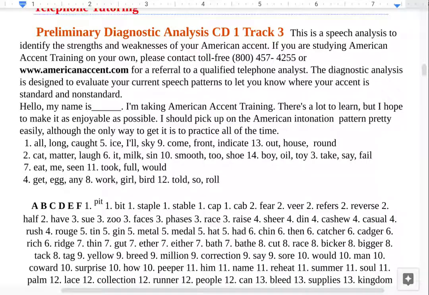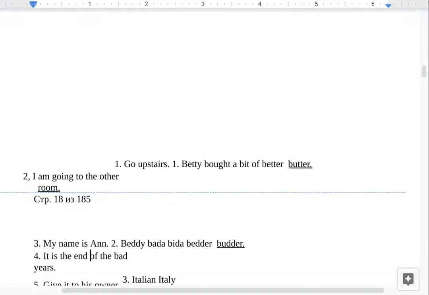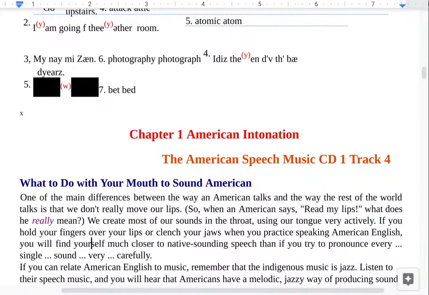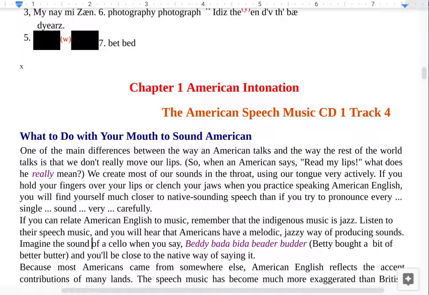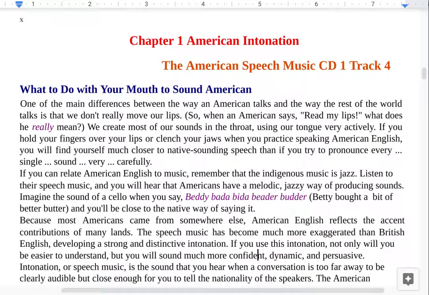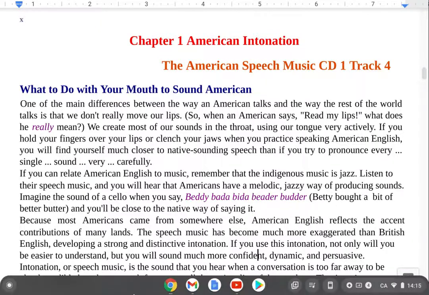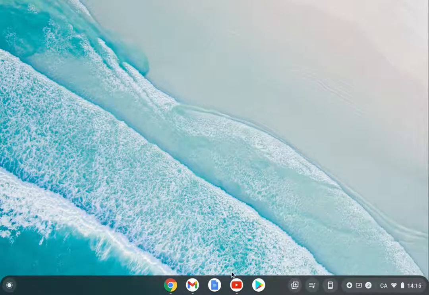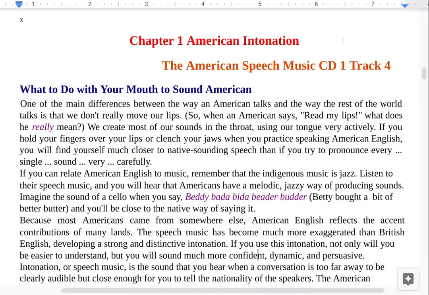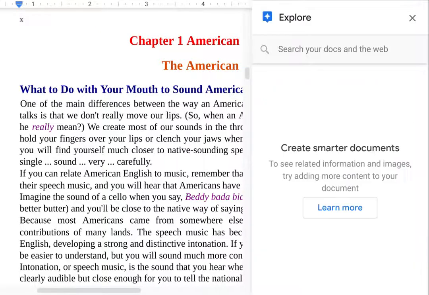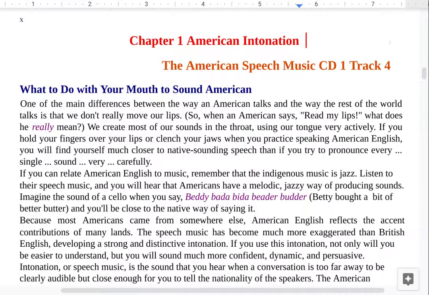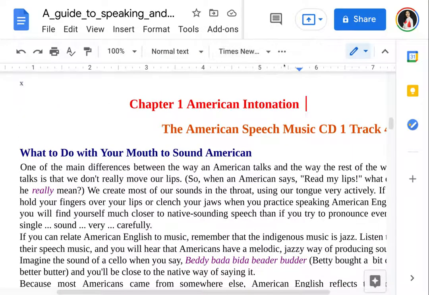If you can relate American English to music, remember that the indigenous music is jazz. Listen to their speech music and you'll hear that Americans have a melodic, jazzy way of producing sounds. Imagine the sound of a cello when you say "Betty bought a bit of better butter," and you'll be close to the native way of saying it. Because most Americans came from somewhere else, American English reflects the accent contributions of many lands. The speech music has become much more exaggerated than British English, developing a strong and distinctive intonation. If you use this intonation, not only will you be easier to understand, but you'll sound much more confident, dynamic, and persuasive.